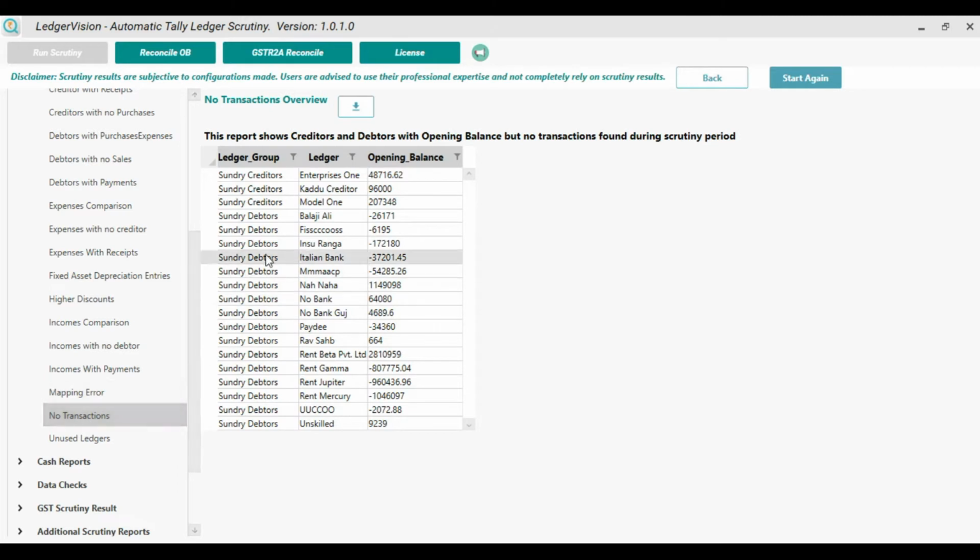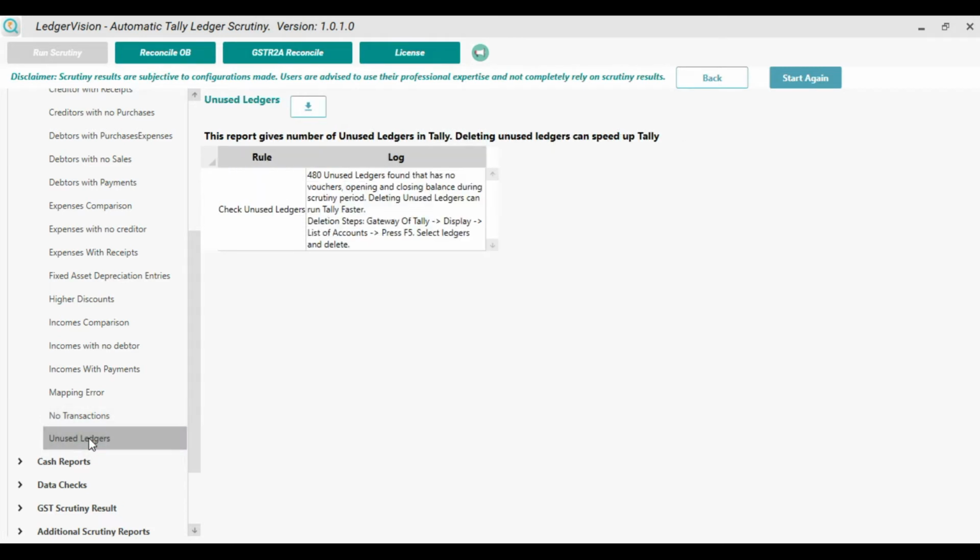No transaction report is there, so these are the debtors or creditors having closing balance equal to opening balance and no transaction taken place during the year. So opening and closing balance is same and zero transactions are there throughout the period, so the result name is no transaction. And these are the unused Tally ledgers.